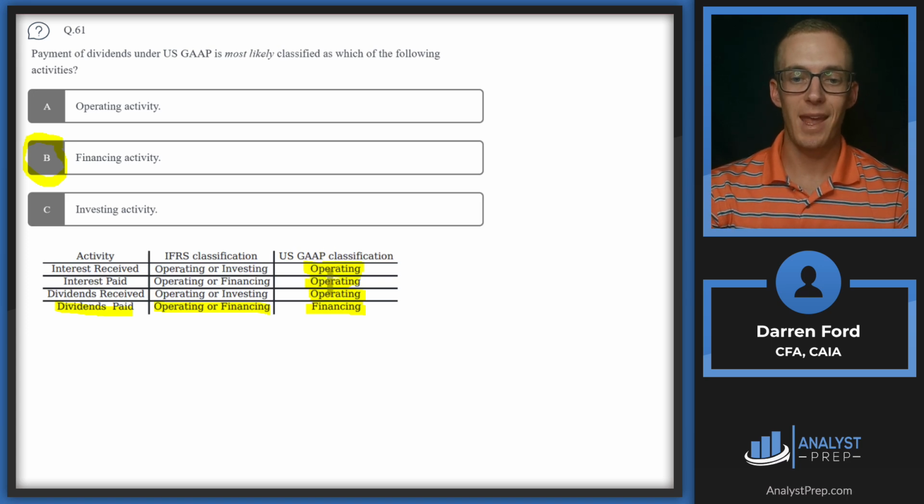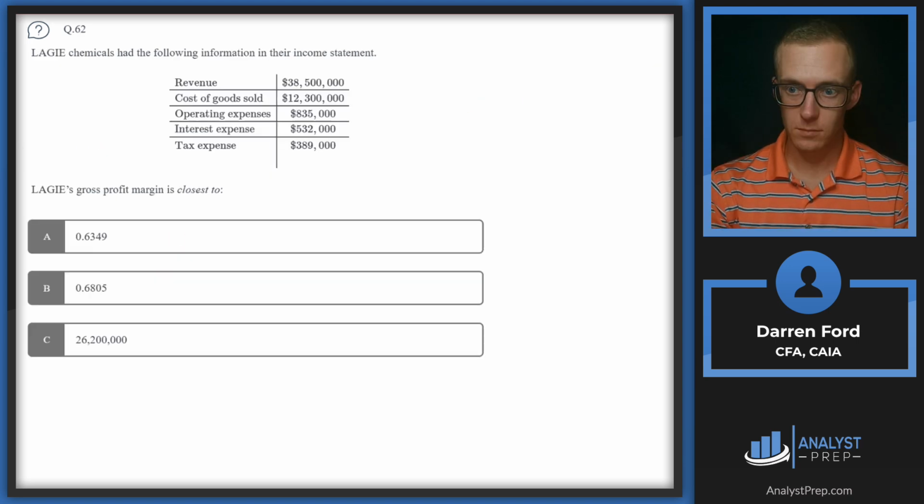And then interest paid, most similar to dividends paid, I guess, under these four, is going to be classified as operating, because typically that debt that we're paying interest on is going to be used to fund the business and fund those operations. Whereas dividends paid out, it's purely just a return for our shareholders. So we'll stick with B, financing activity.